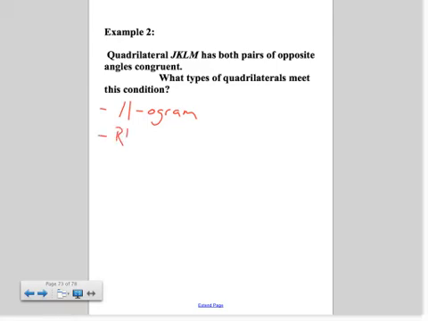You might be a rhombus. Opposite angles in a rhombus are congruent. You could be a rectangle. It doesn't say that all my angles aren't right. So in a rectangle, your opposite angles are still congruent. And finally, you could also potentially be a square. Okay, we don't have enough information to nail down exactly which one.